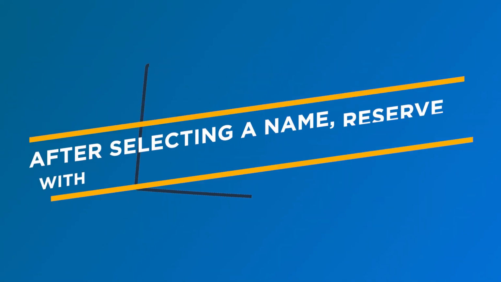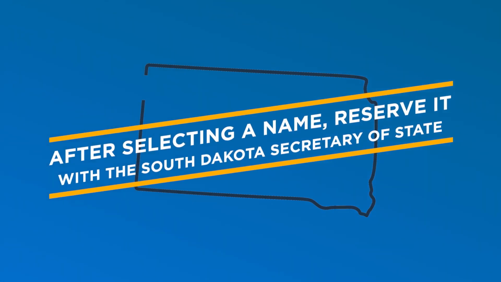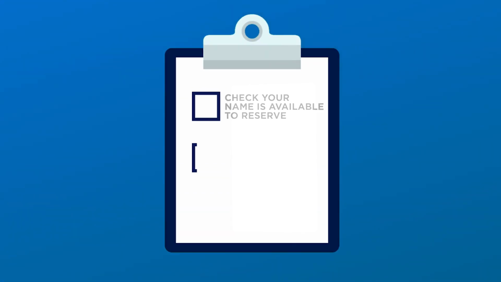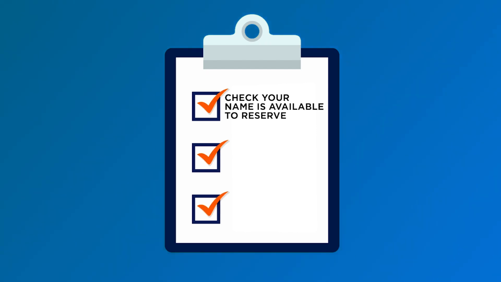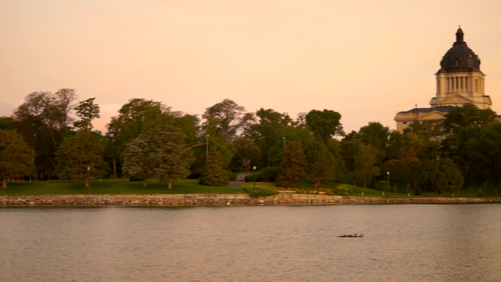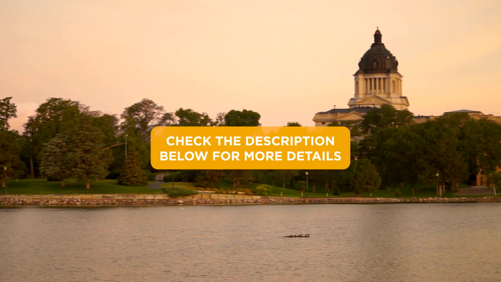You can check the availability of your selected name on the South Dakota Secretary of State website. If your name is available, you should consider reserving it to prevent other businesses from using it before you can file your articles of organization. You can file a reservation form with the South Dakota Secretary of State to reserve the name for up to 120 days. Note there is a fee. Check the description below for more details.